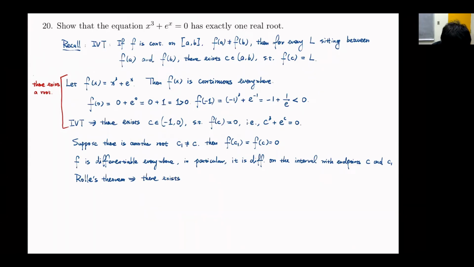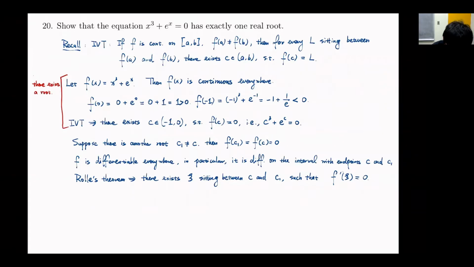Let me use the notation ξ. This is actually very commonly used in higher level mathematics. This is just a Greek letter, and it's called xi. So there exists a ξ sitting between C and C1, such that f prime at the point ξ is equal to 0.